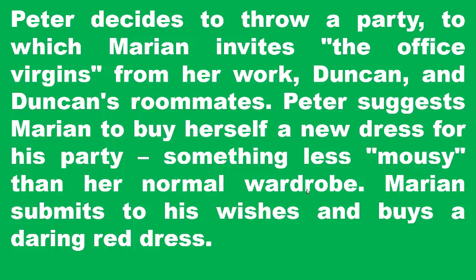See, what happens is Peter invites Marian and her workmates or office mates. Peter invites Marian and her roommates, but Marian invites Duncan to the party of Peter. Peter asks Marian to buy a new dress, a red dress, for the party. So when she buys the red dress, he feels that she has completely lost her identity or self to Peter, as she started to obey the orders of Peter.